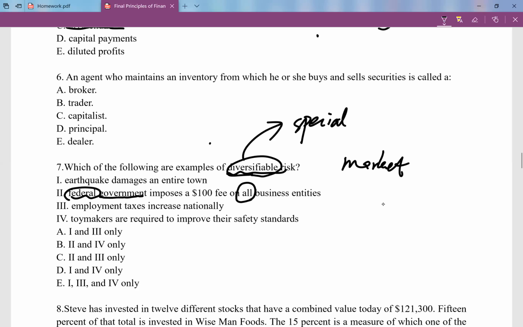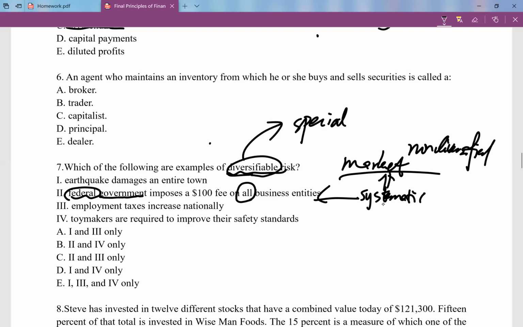So this one is what? This is systematic risk. It's for the whole market. It's non-diversifiable. Even if you are in a good company, in good sectors, this one is for all. There's no exception. So this one should not be a diversifiable risk.